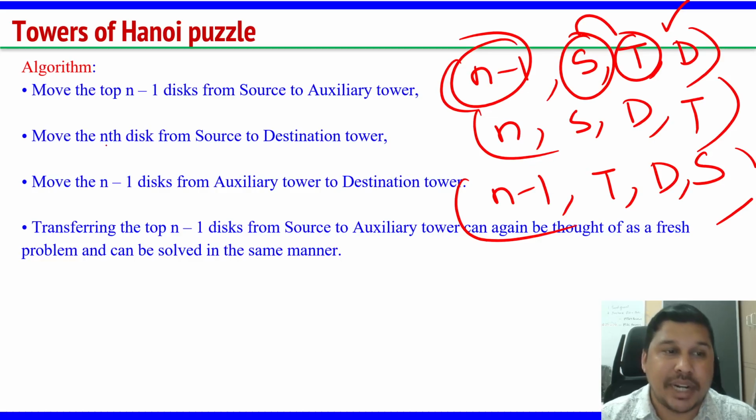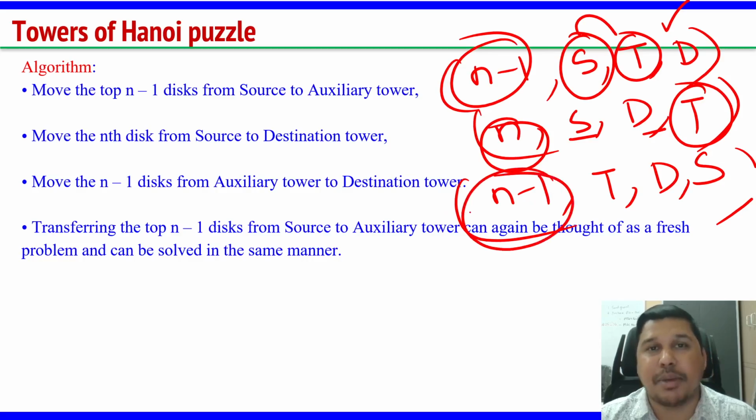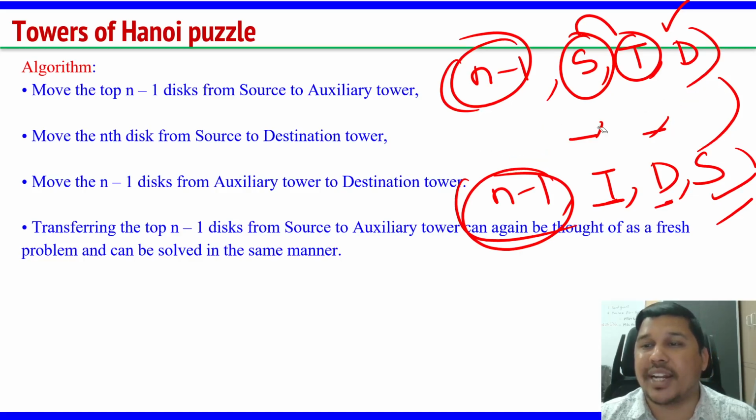Then the middle step, move the nth disk from source to destination using temporary. The last step, move the remaining n minus 1 disks from temporary to destination using source. So this is the logic here, right? So the middle step is a one time activity. Middle step is a one time activity.